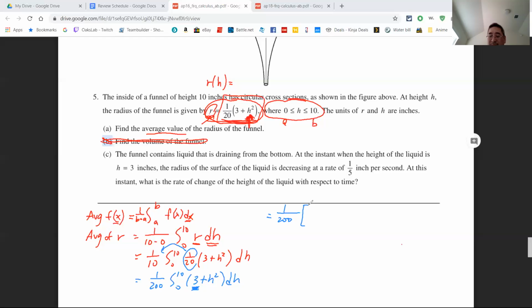Integrate 3 with respect to H. What would that be? 3H. That should be 3H plus, then you need to integrate H squared, which is H to the power of 3 divided by 3, or 1/3 in the front.